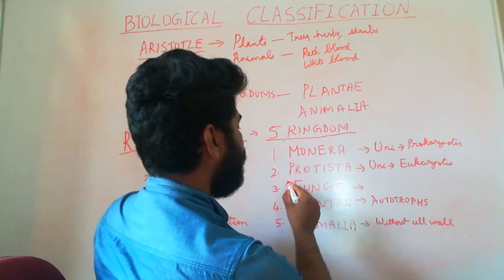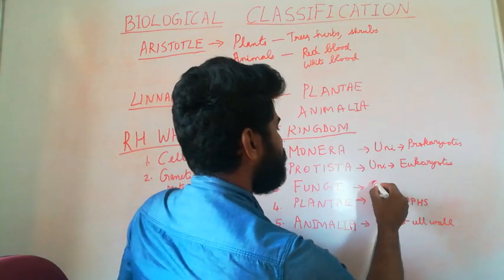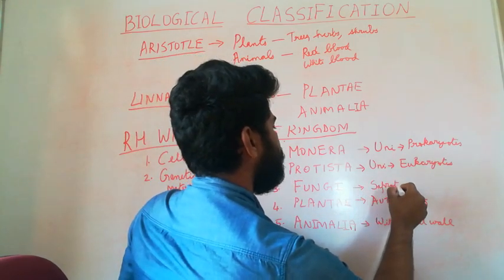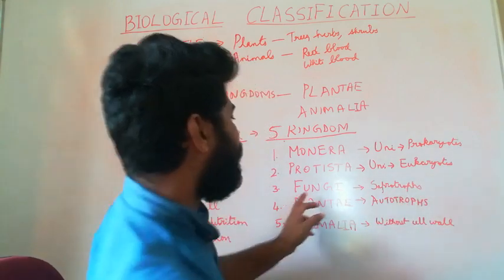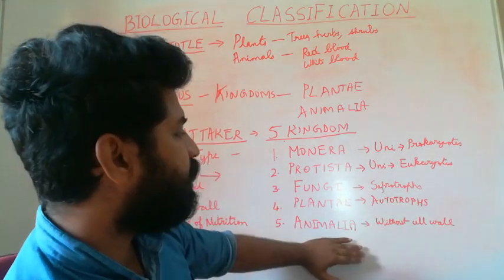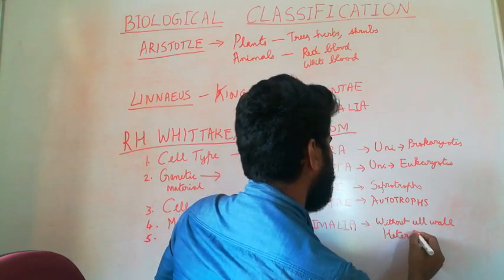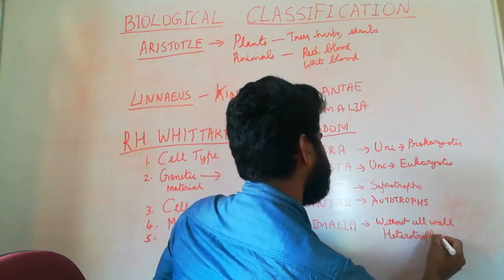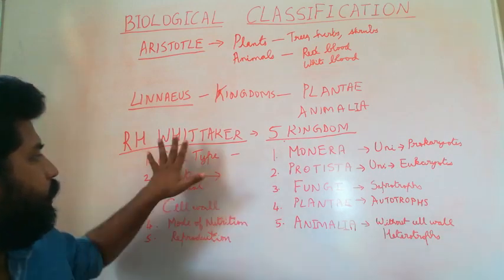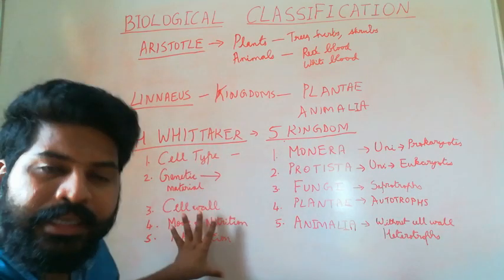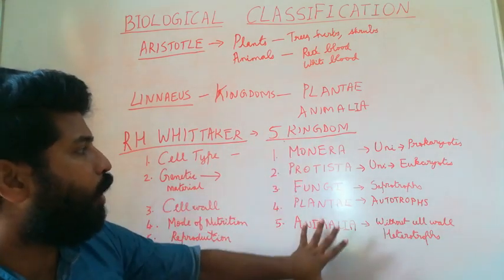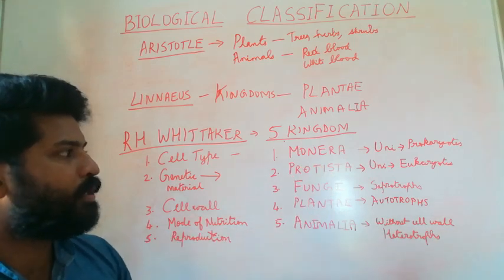So both fungus and plants have cell wall, whereas fungus are saprotrophs and plants are autotrophs. Animals don't have cell wall and they are heterotrophs. So these are the criteria for classifying the organisms into the 5 kingdom system of classification.